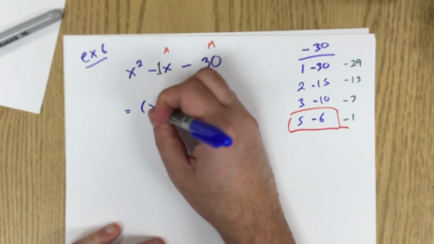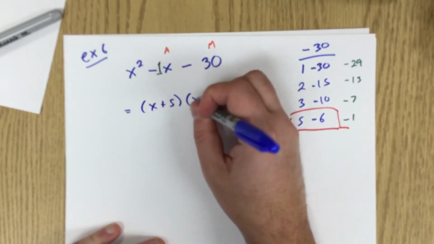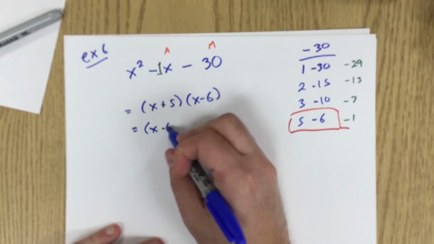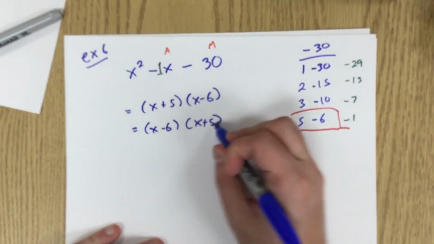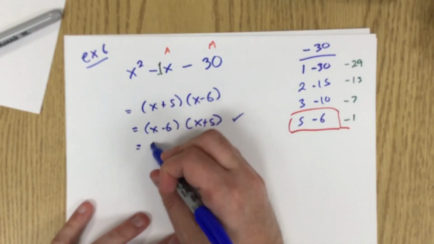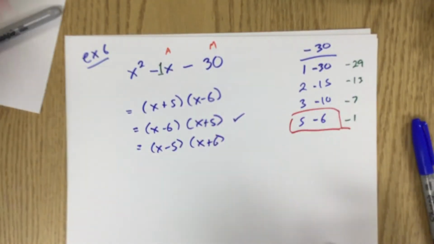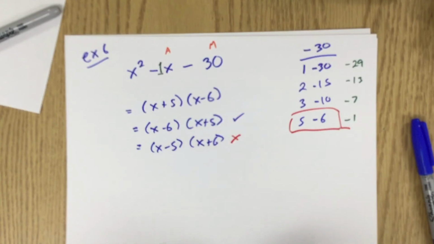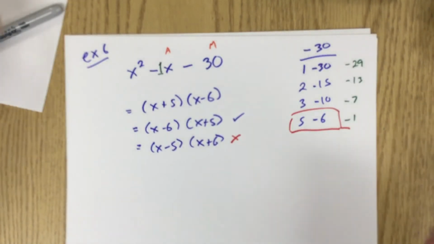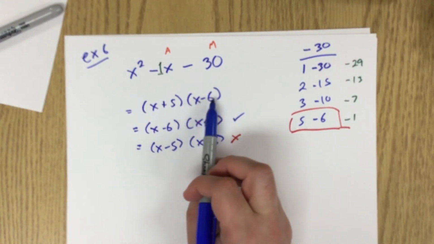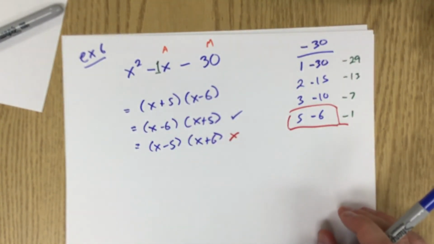So this factors into x plus 5, x minus 6. Now just to point out, if you had x minus 6 times x plus 5, that would be correct. If you had x minus 5 and x plus 6, that would be wrong. So it doesn't matter the order the brackets are in, but the plus or minus has to be with the correct number. The minus has to be with the 6. The plus has to be with the 5 in this case.